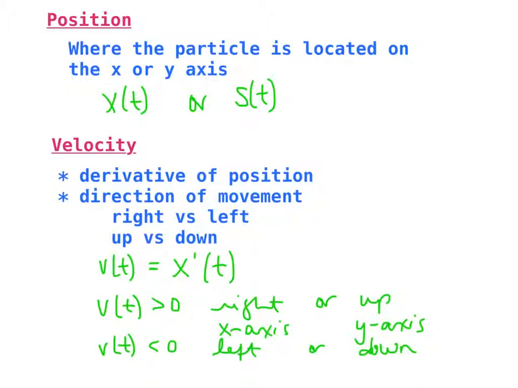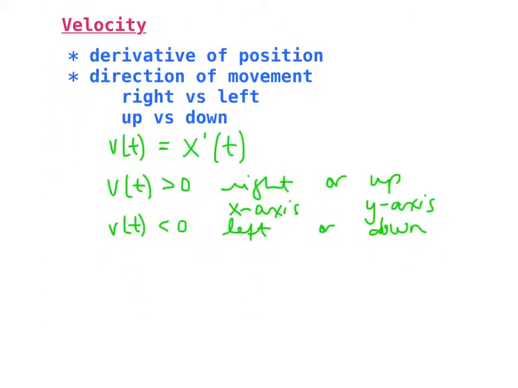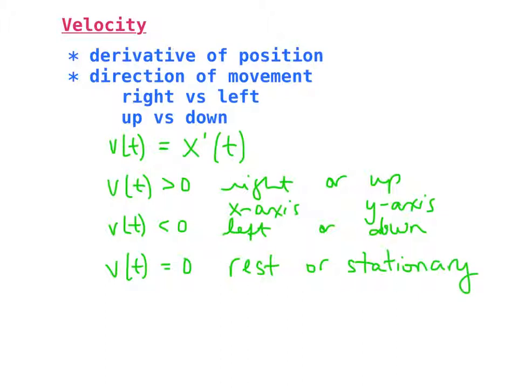Okay, if we're talking about the velocity being equal to 0, so if v of t is equal to 0, then we would say that the particle is at rest or is stationary. It's not moving. So a positive velocity means moving to the right or up. Negative velocity is moving to the left or down. And a velocity of 0 is when the particle is at rest.